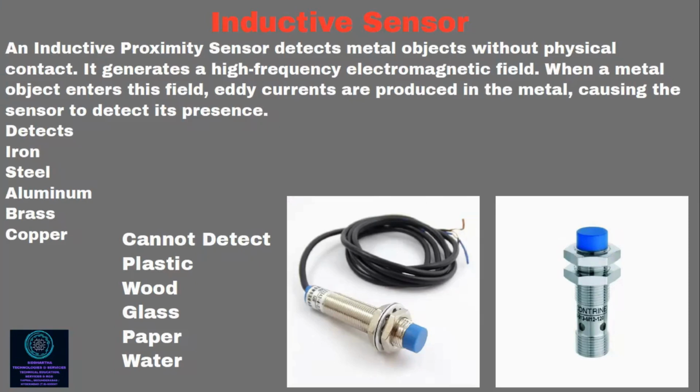When a metal object enters the field, eddy currents are produced in the metal, causing the sensor to detect its presence. So what does it detect basically? You can use it for detecting iron, steel, aluminum, brass, copper, mostly metal parts. It cannot detect plastic, wood, glass, paper, and water mainly. That is non-conducting material. This is very commonly used.